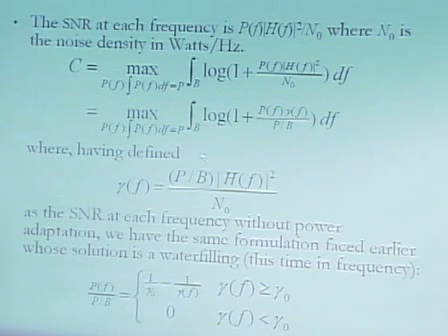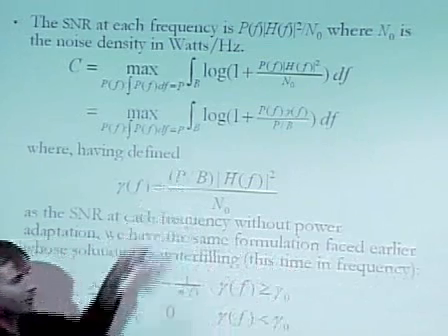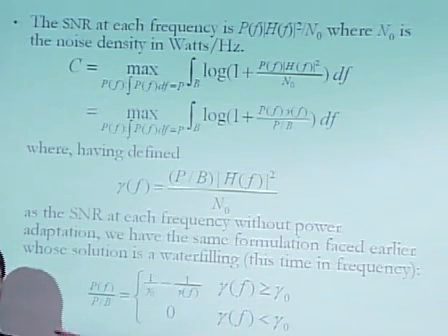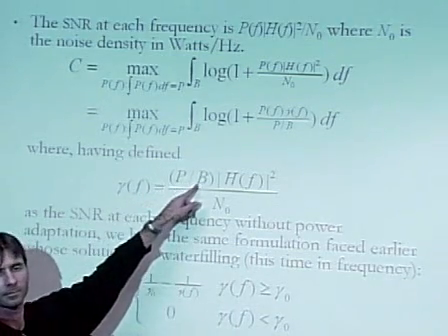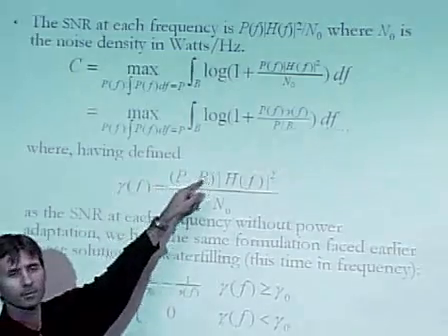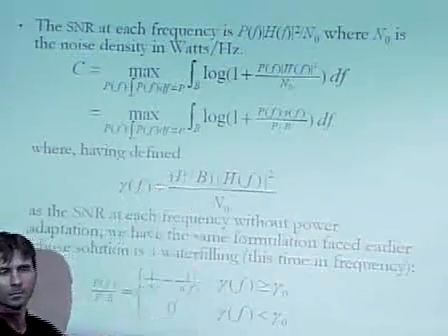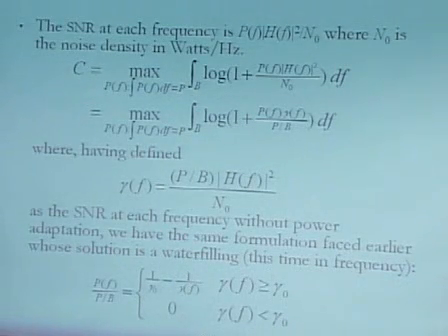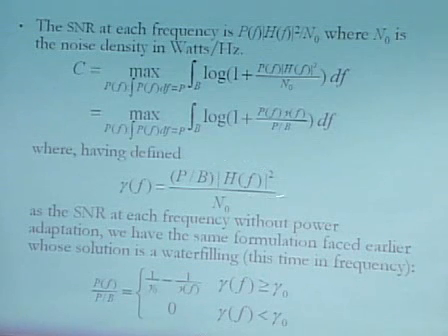Now before we move on to the second, let's define gamma of f. Gamma of f is going to be the SNR at each frequency without power adaptation. So imagine we take the total power that we have, capital P, and we put it flat over frequency. What's the density at a tiny frequency f? It's P divided by B. So this is total power, this is total bandwidth. So P divided by B is the power per unit bandwidth if we assign it flat. So this times the gain of the channel divided by the noise.